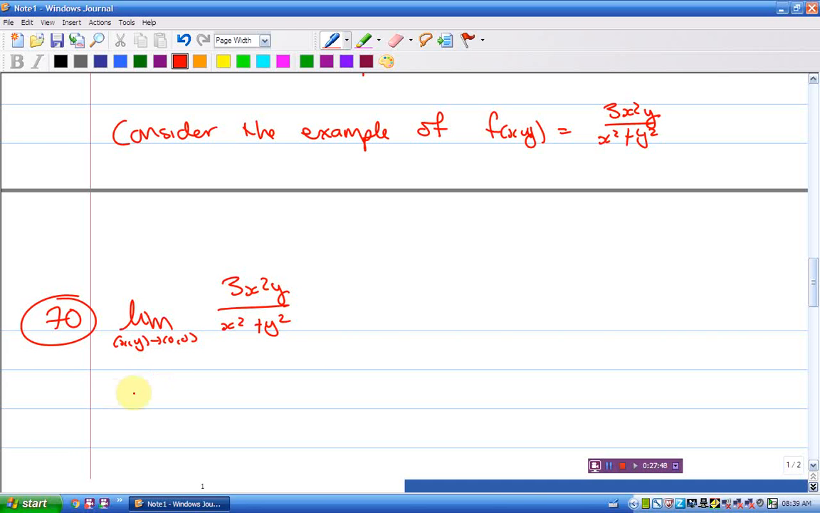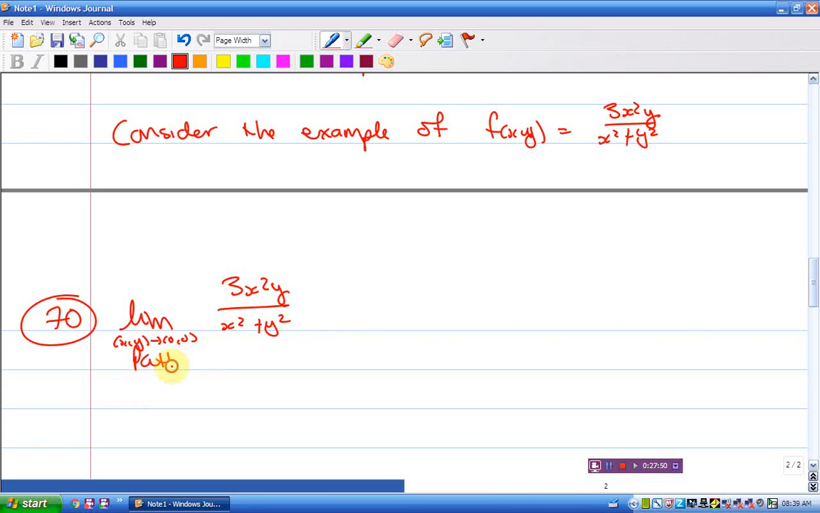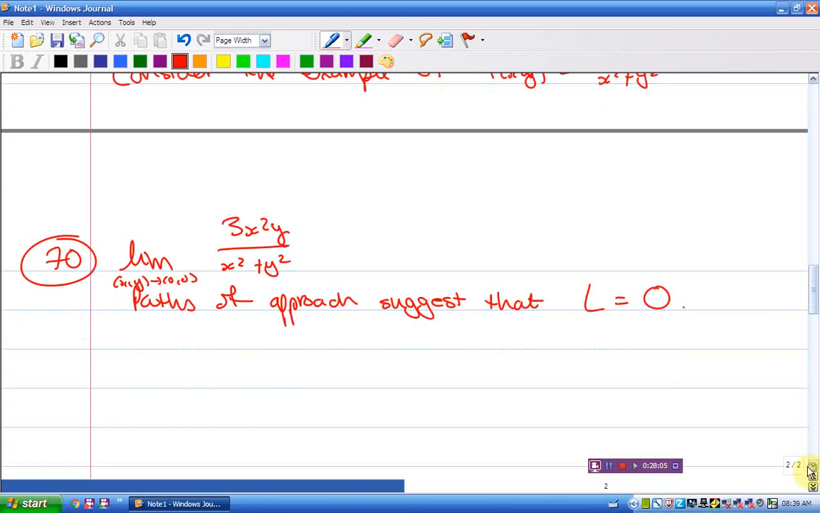Okay, consider paths of approach. It's just a suggestion, but paths of approach, plural, suggests that the limit is 0. But you can kind of see that just with your eyes, given what I've just said about cubic over quadratic. Sometimes we can chuck really strange functions at you with that rule of thumb, and you've actually got nothing to go on. In which case, try the paths of approach first.